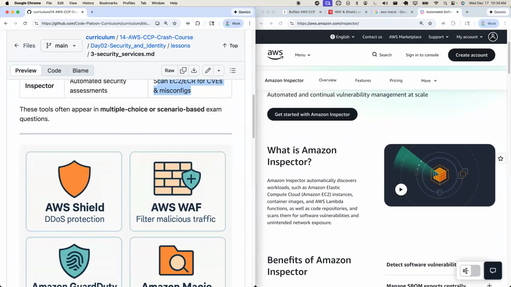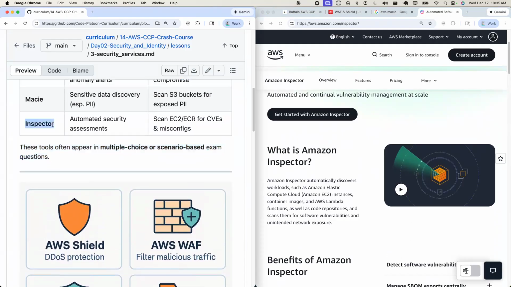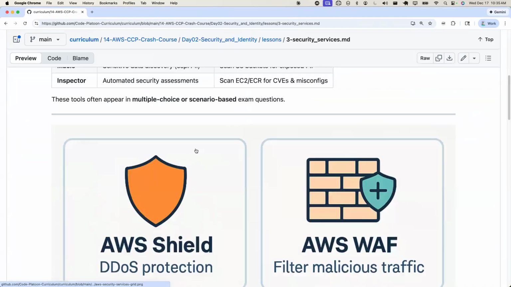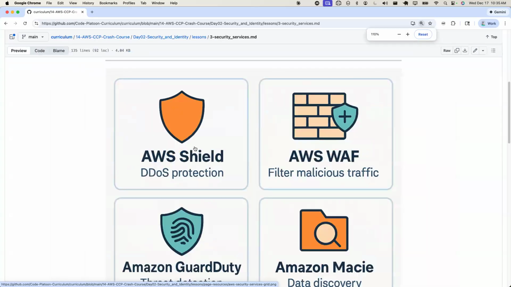And as it says here, these often show up in the scenario-based questions, like what would I use to detect that a port was exposed on an EC2 that shouldn't be? Well, the answer might be AWS Inspector. And I just want to check in and see if folks have questions or stuff that we're curious about.